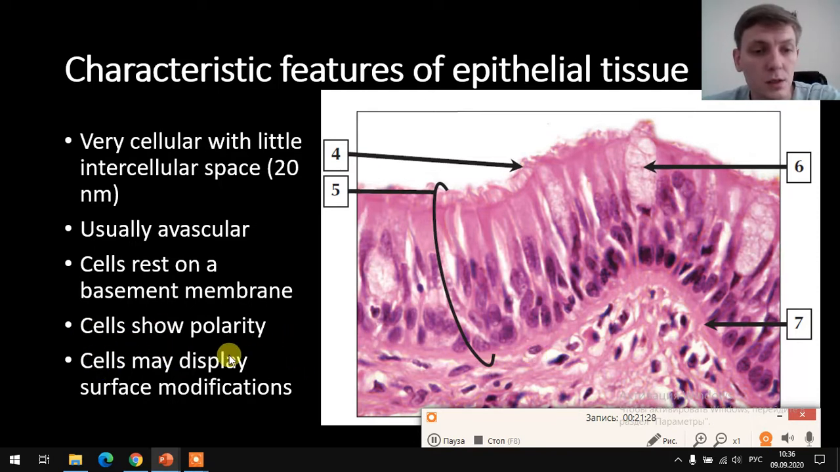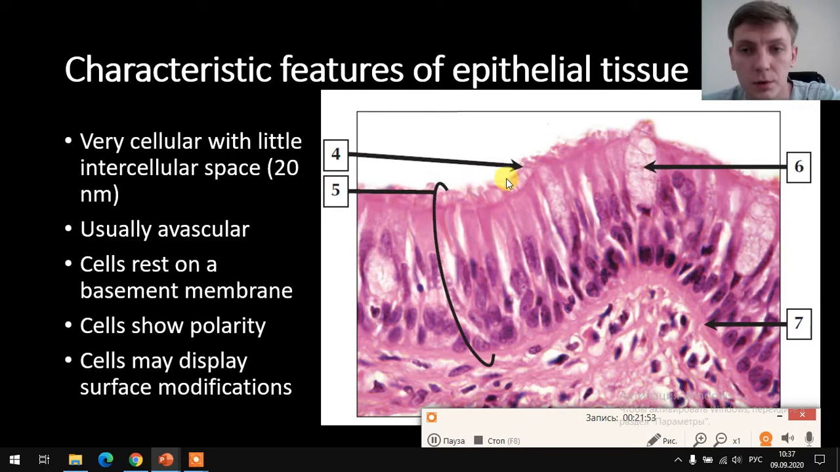Okay, cells may display surface modifications. For example, here you see the surface modification is possession of cilia. It might be microvilli. It might be stereocilia. So in any case, the surface of the cells might be changed according to their function.